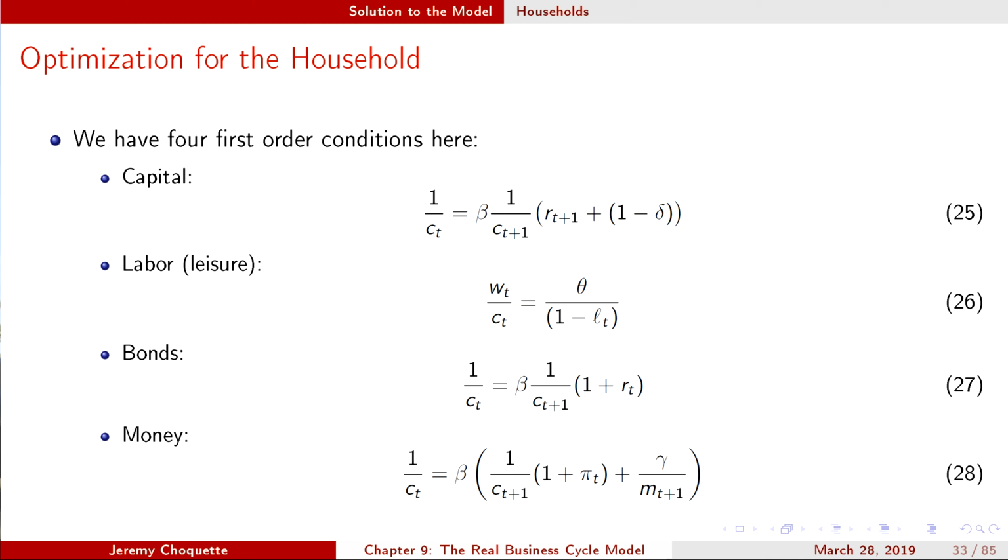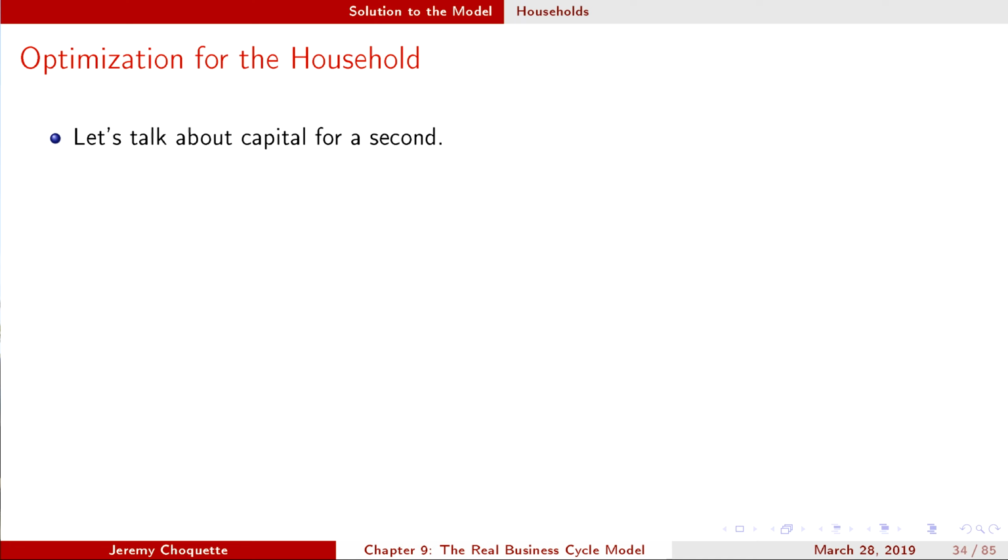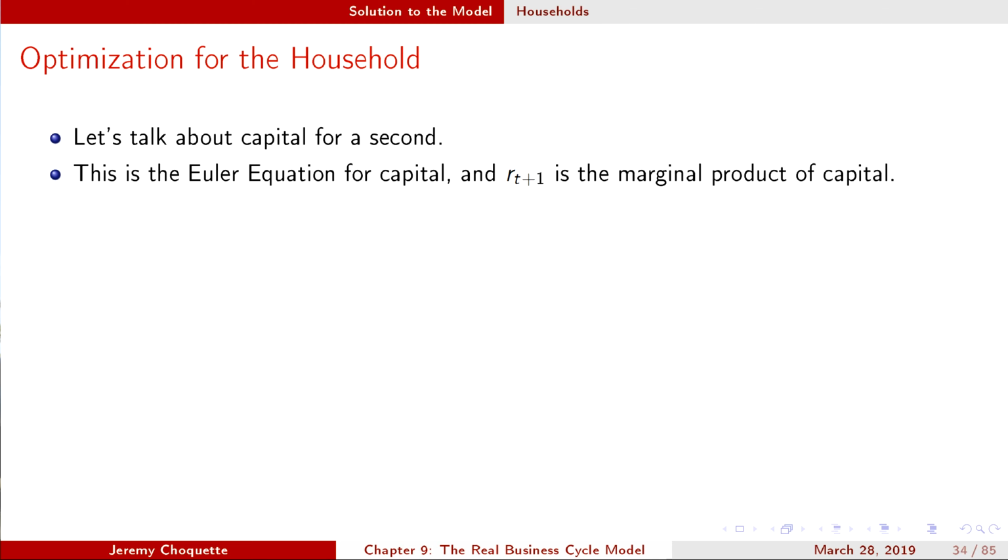We'll get a little bit further into that later, but the interpretation in this model is exactly what it is in the money in the utility function model. Why? Because money in the utility function model is, in fact, a part of the real business cycle models, or the class of real business cycle models. So we're going to talk about capital. It's the Euler equation for capital.